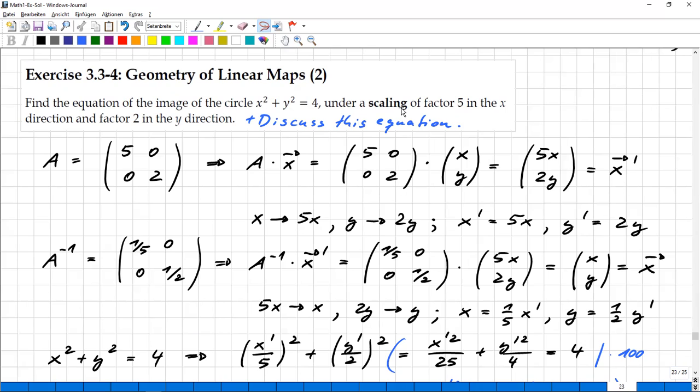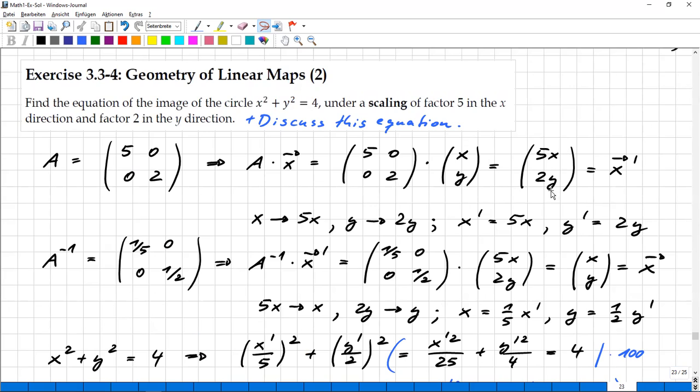And so I think it's easy to guess that this matrix is what we need. This is like the unit or identity matrix scaled by 5 in the first row, by 2 in the second. So that's exactly what we need. If we apply this to any pre-image vector, row times column, we get 5 times x here and 2 times y. So that means the x component is scaled by a factor of 5, the y component by a factor of 2. So that's what we need.